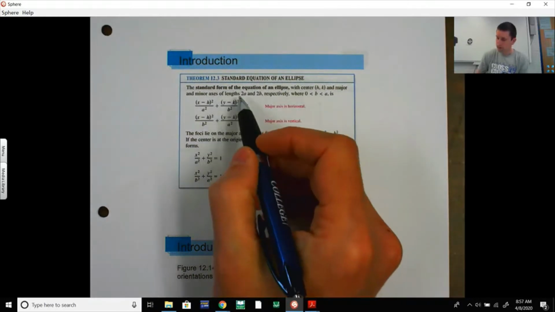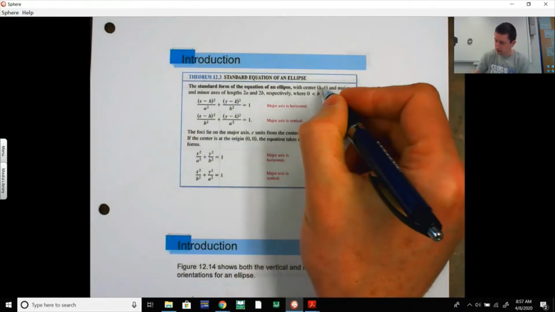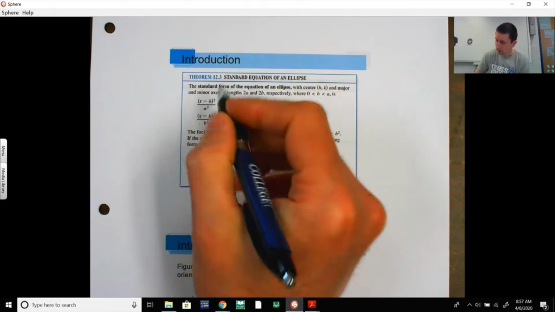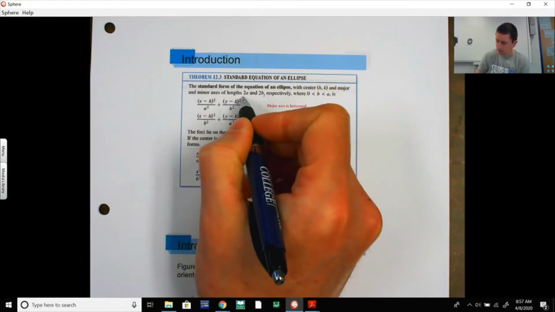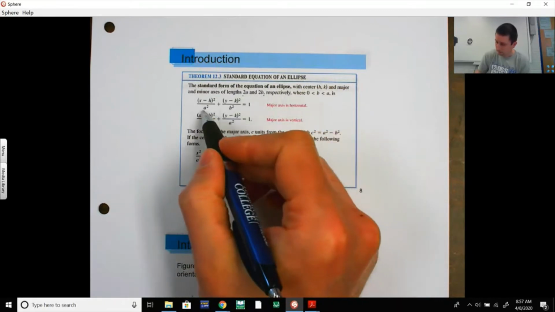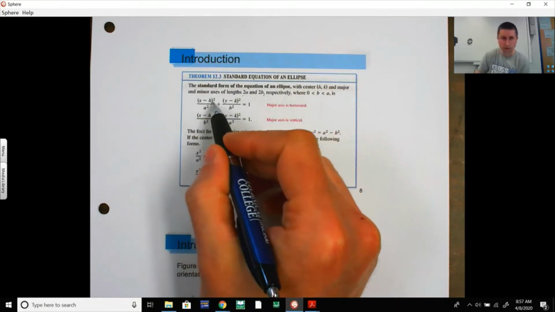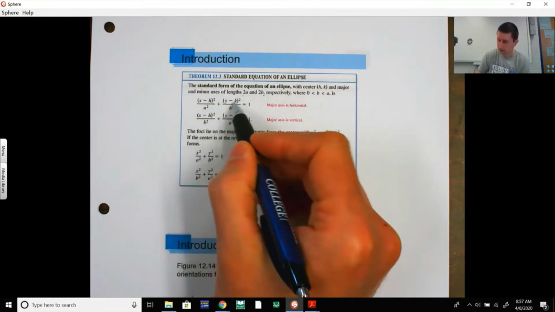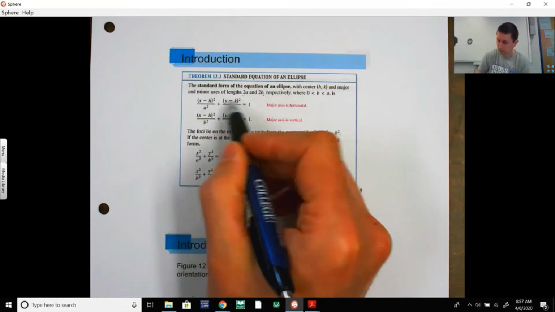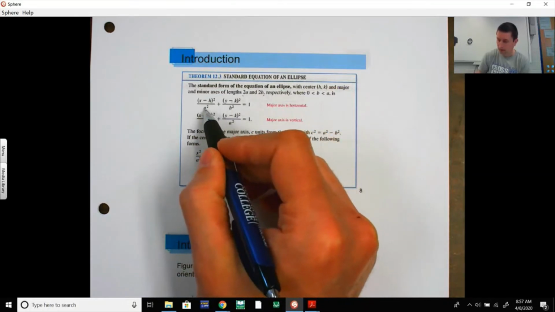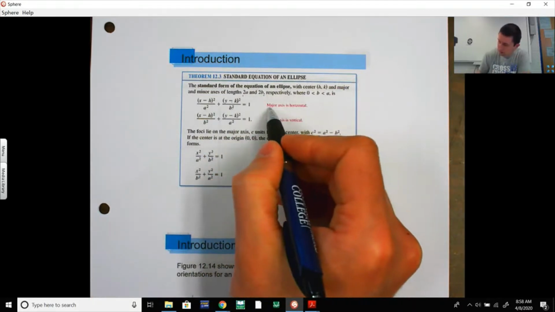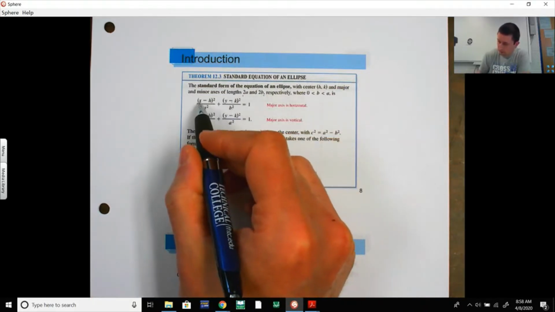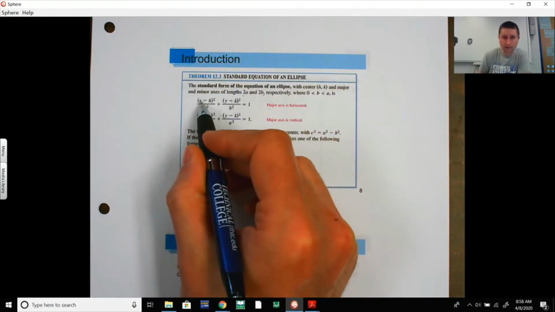Standard form of the equation of an ellipse with center (h, k) and major and minor axis lengths 2a and 2b. Okay? So here are a's and b's. We have (x minus h) squared, which we've seen before, (y minus k) squared, there's your center, and then it's over a squared and over b squared. So notice the major axis is horizontal and the a is underneath the x.